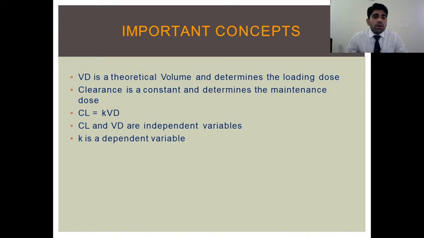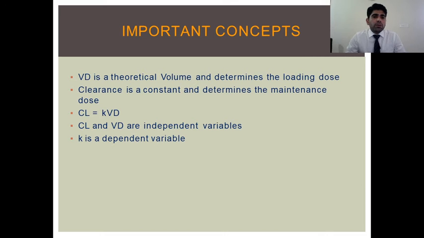Now we come to the next point: clearance is a constant and determines the maintenance dose. From the first two points it is clear that if we want to calculate the loading dose, we need the volume of distribution, and if we want to calculate the maintenance dose, we need clearance. So these two pharmacokinetic parameters are required. That is why we have gone through them.